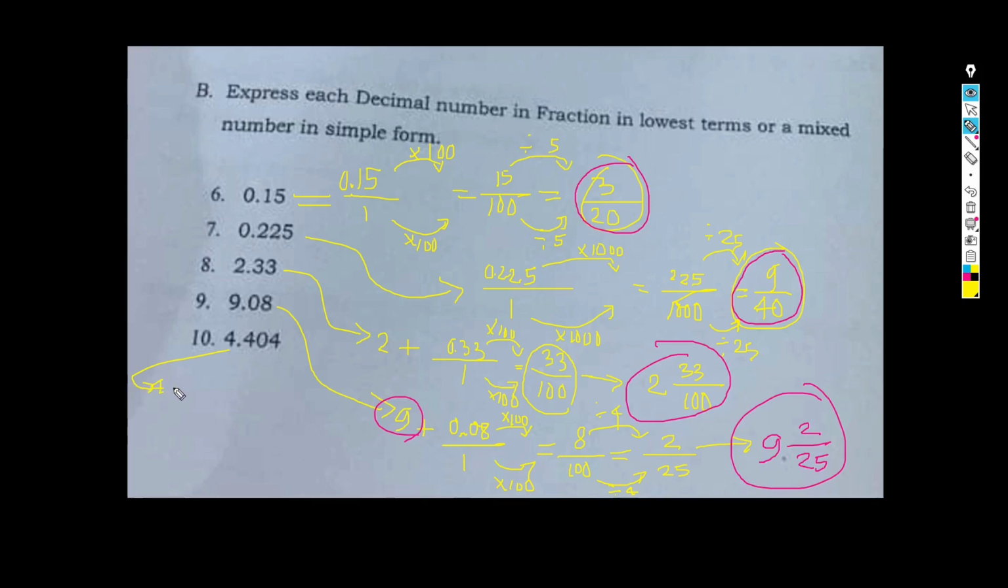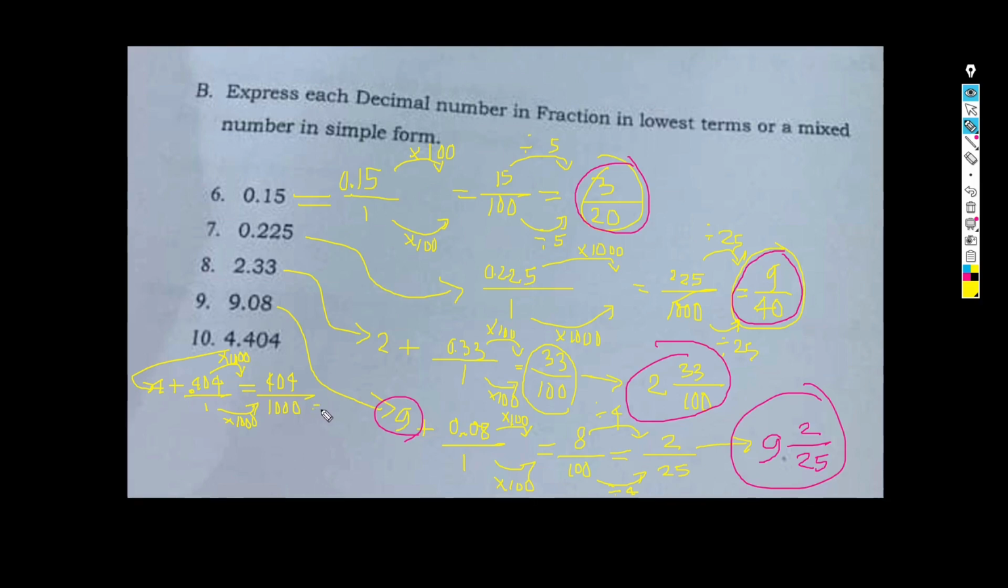Okay, 4 plus 0.404. Oh, that's with the dot there. Over 1 multiplied with 1000. This one multiplied with 1000 also. Why? Because there are 3 decimal places, 4, 0, and 4. That's why we multiply it with 1000 with 3 zeros. So this will be 404 over 1000. But 404 over 1000 can be simplified by dividing it with 4. Okay, 404 divided with 4.